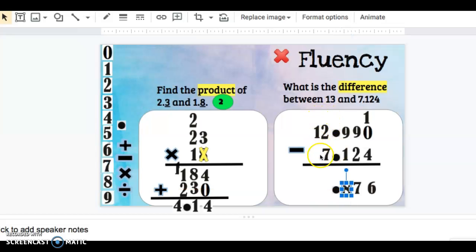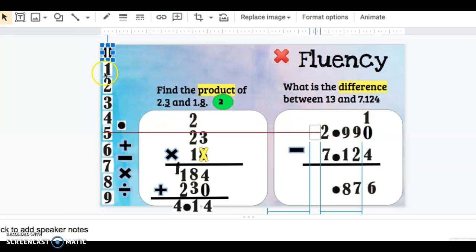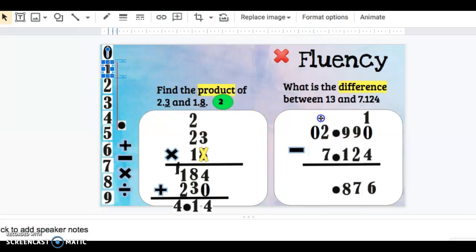2 minus 7, well, we can't do that, so we have to go next door to the 1. The 1 becomes a 0, and the 2 then becomes a 12. And then we have 12 minus 7, which is 5. And then your answer is 5 and 876 thousandths.